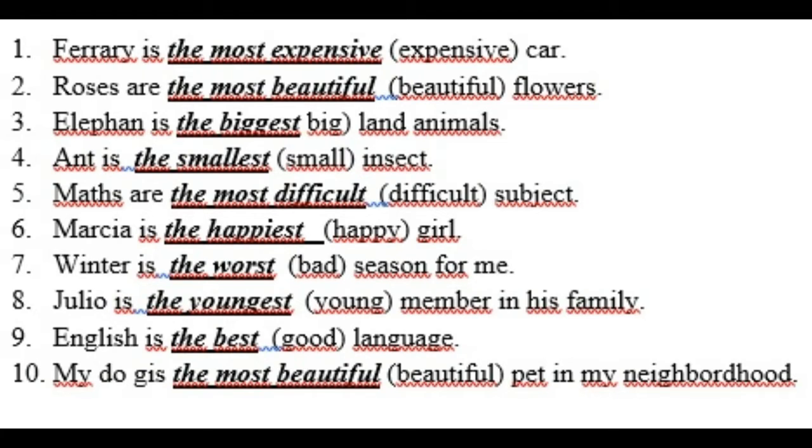Julio is the youngest member in his family. Winter is the worst season for me. English is the best language. And my dog is the most beautiful pet in my neighborhood.